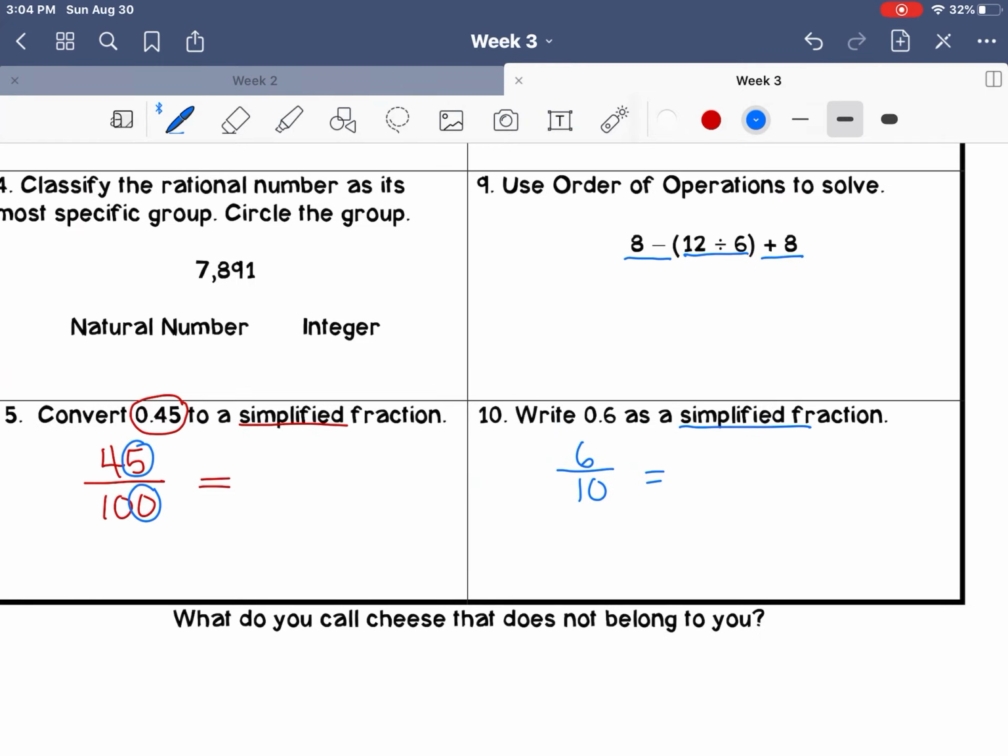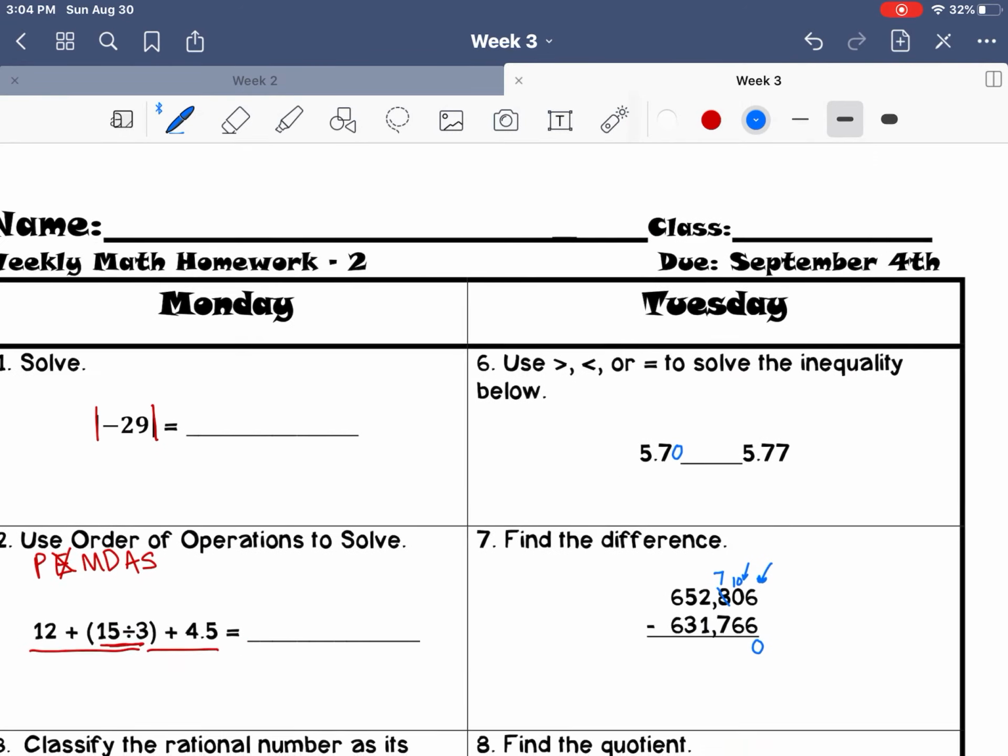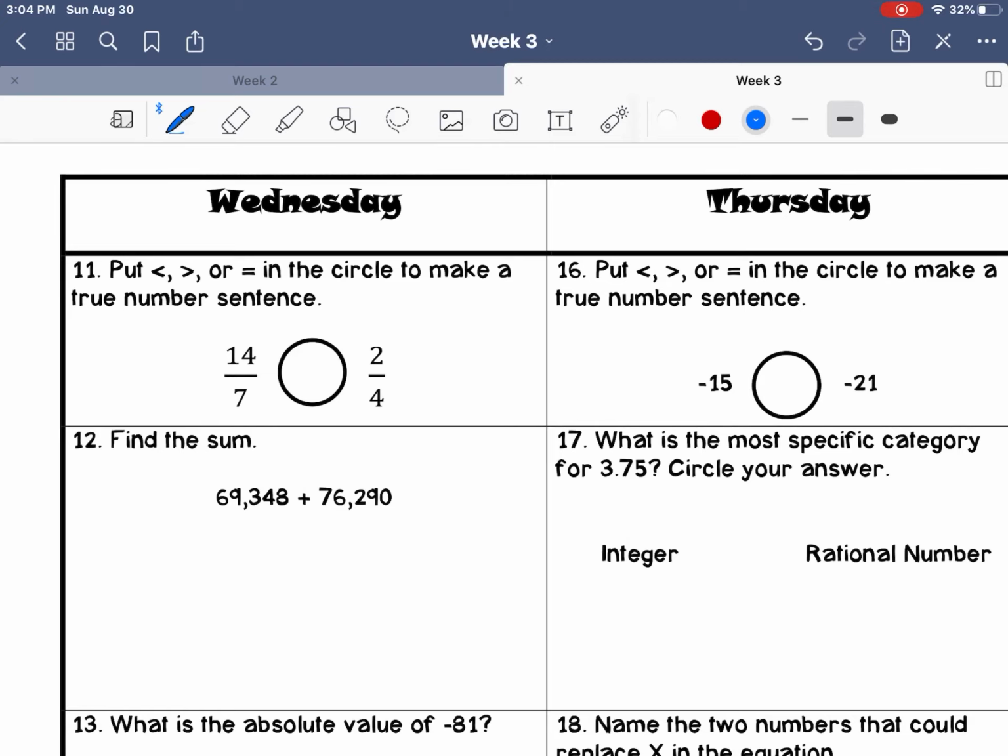All right? Oh, by the way, what do you call cheese that does not belong to you? Nacho cheese.